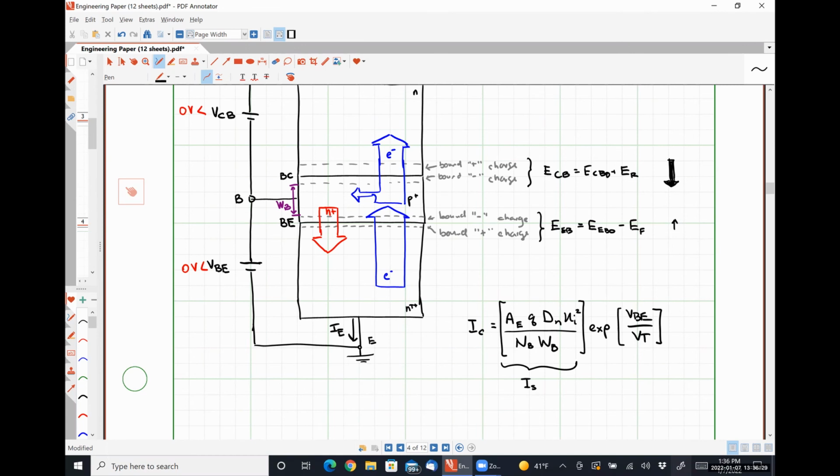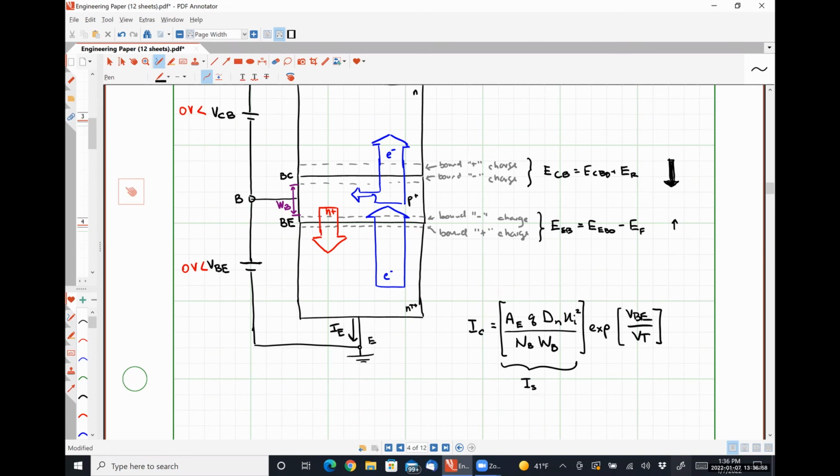Which should mean that it's fairly obvious why it depends on the diffusion coefficient for electrons in that region, and why it depends on the number of acceptor atoms in that region, because that's effectively giving us the probability of recombination occurring. And then the width is also important because that's also related to the survival of moving to the electric field and getting swept through that junction.